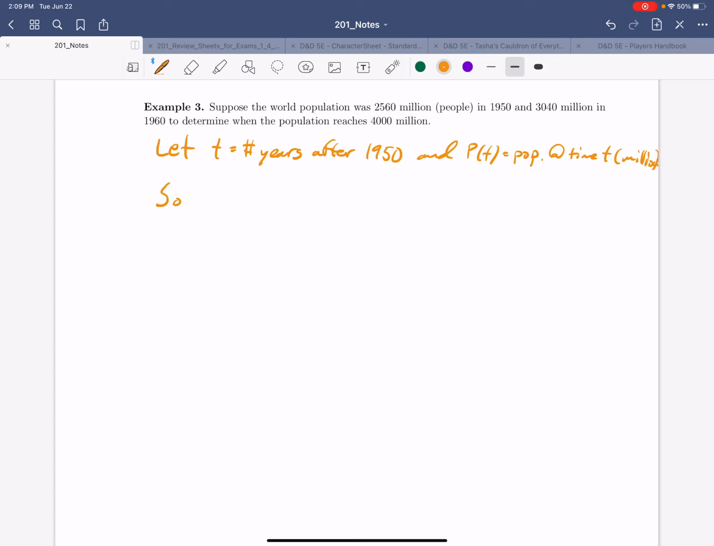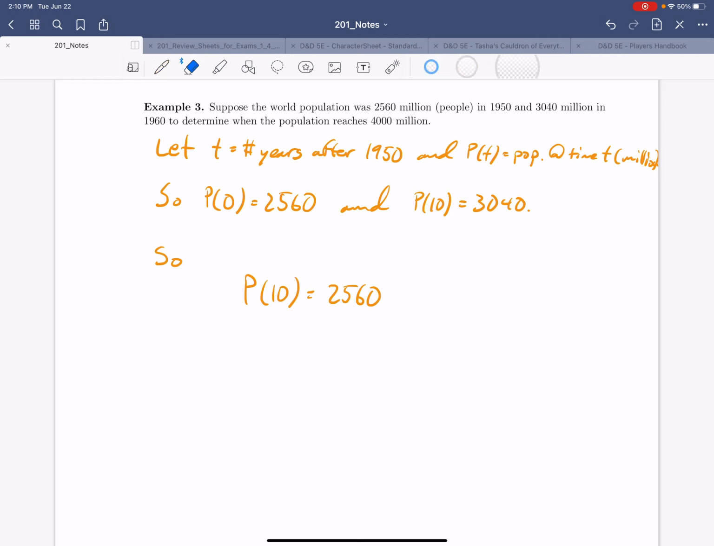Okay, so we have that P of 0 equals 2560, and P of 10 equals, I guess, 3040, right? So to build the model P of t, we go with that second point, combine it with the equation that we know. All right, whoops, I think I forgot an e to the 10k equals 3040.